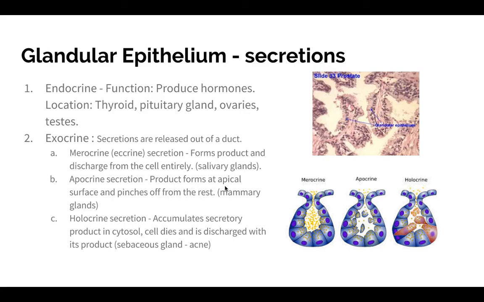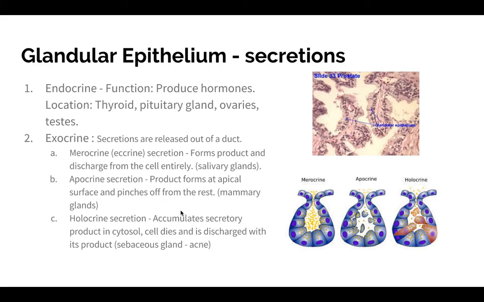This product forms at the apical surface, and it pinches off from the rest. So we can see here that the product is forming at the surface, and then it's pinching off and being released out. The type of glands that go through this kind of secretion are the mammary glands.